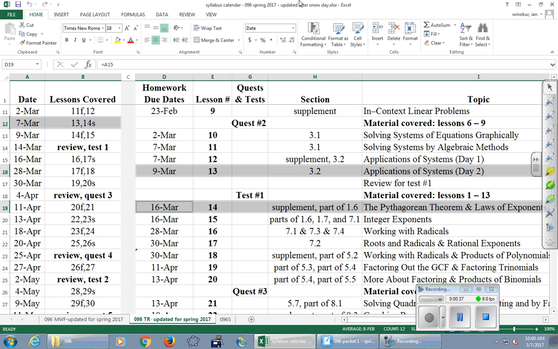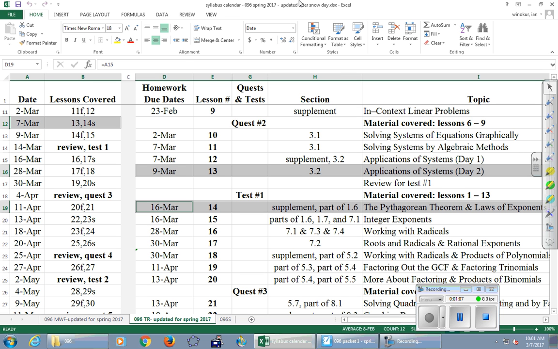Okay, but to be clear, even though next class we're doing lessons 14 and 15, if you take a look at this row right here, material covered on the first test is lessons 1 through 13. The test that we are taking is only up through 13. So once we finish 13 today, that's the end of the new material for the test. And then we're going to move on to 14, which is not on the test. And next class, we're doing 15, not on the test.